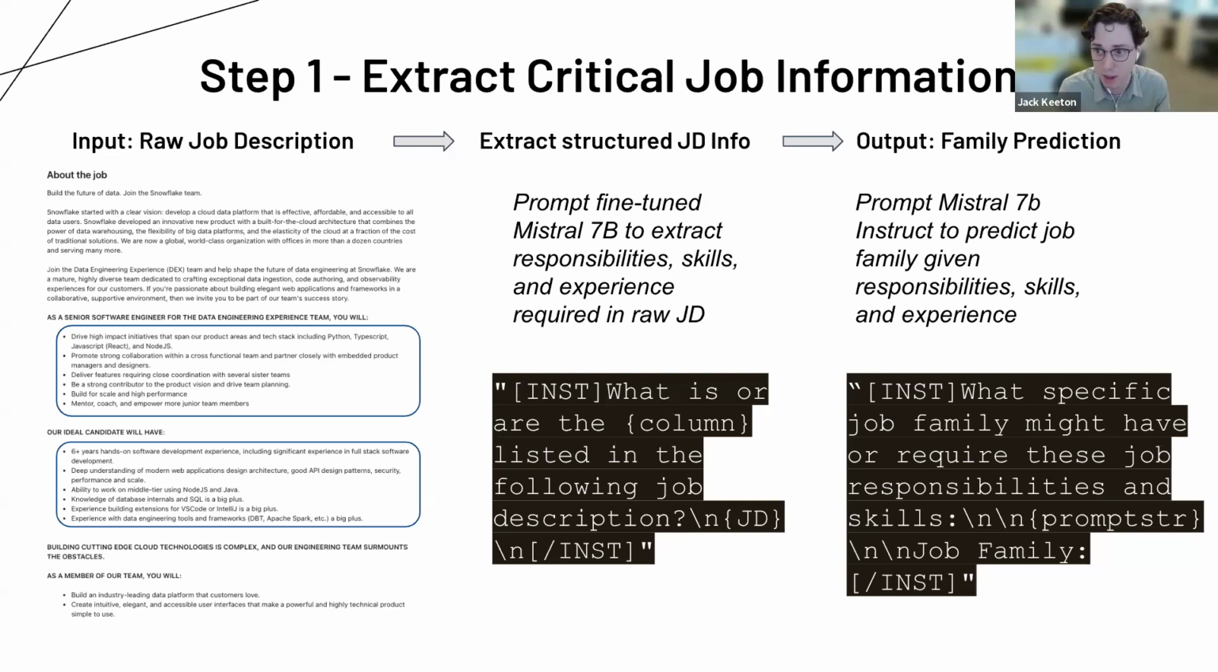And then the second step is that we get a job family prediction. Again, using Mistral, we give it a different instruction and say, all right, now that you found responsibilities, skills, and experience, what's the job family? We don't tell it, choose from these 100 job families. We're just saying, use your, not experience, it's not a person, but your idea of what job families are and just give us one, right? It'll get basically ballpark to what we need. So what specific job family might have or require these job responsibilities, and the job family in this case would probably be software engineering.